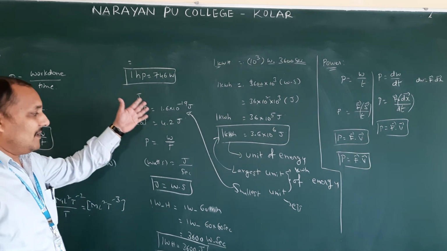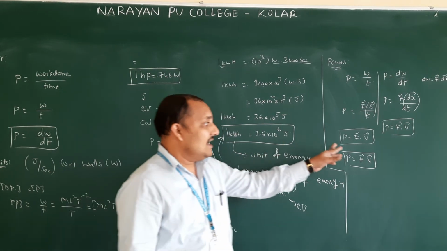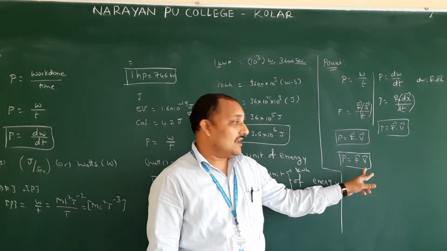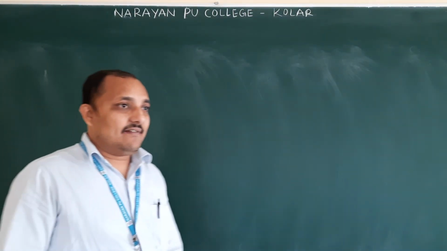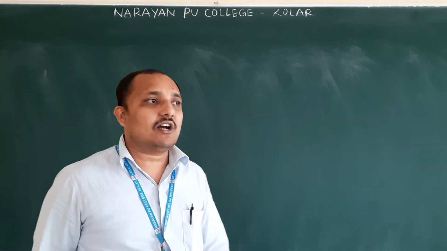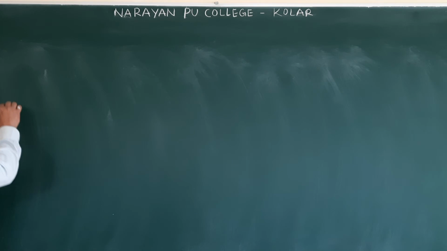So this is about power units, the largest unit and smallest unit of energy, and the power equation in terms of velocity, F bar dot V bar. Next, after power, we will have the concept of collisions in this work energy power chapter. Collision.